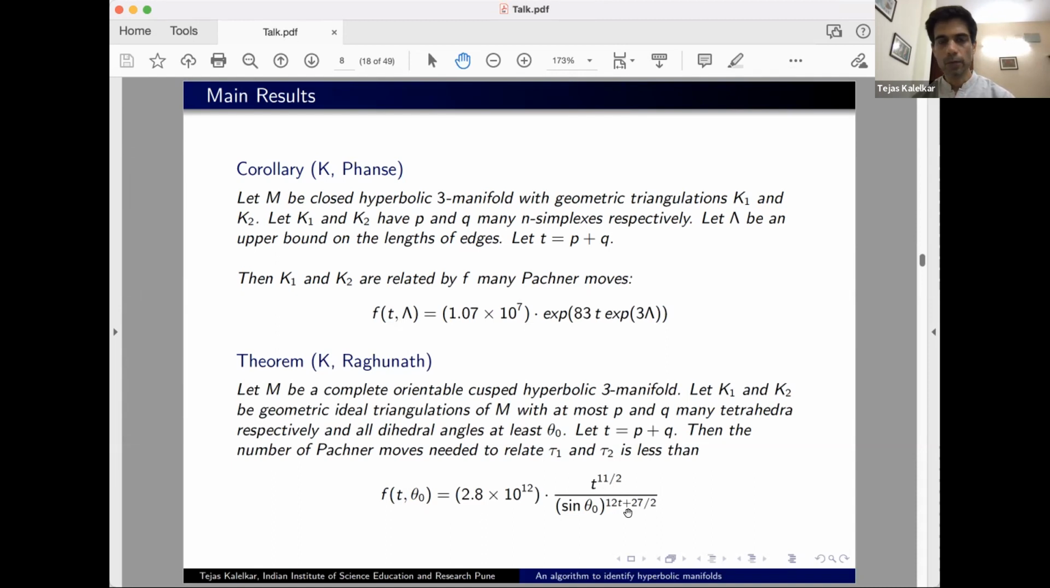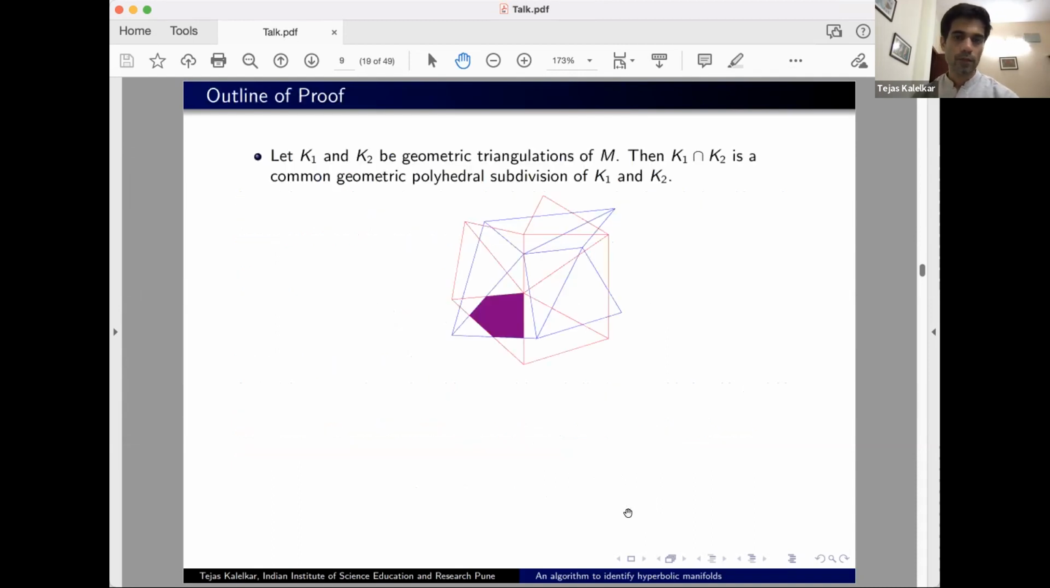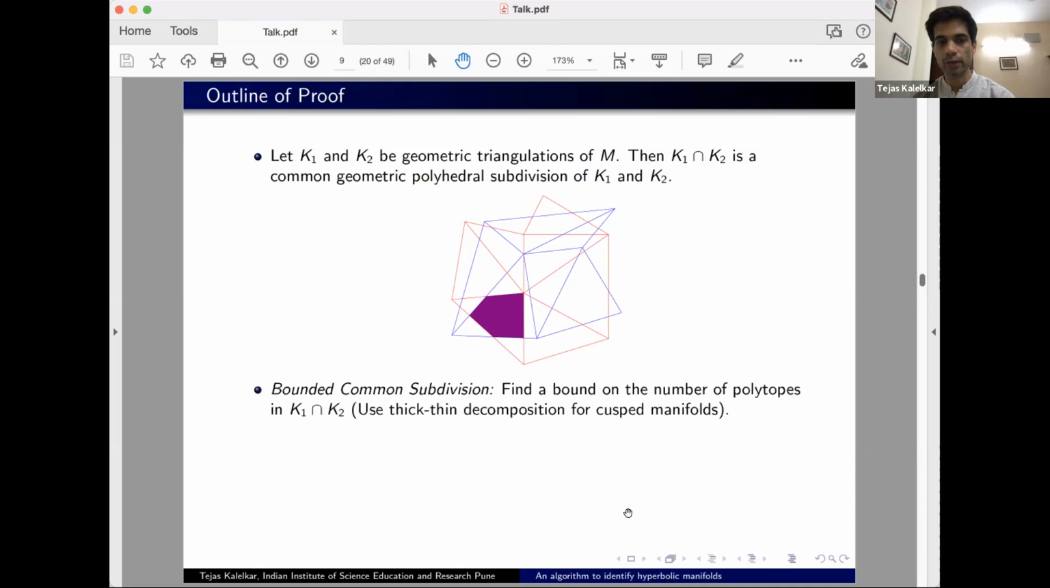So maybe just a couple of ideas which go into the proof. We start out with two triangulations K1 and K2, and we want to go from K1 to K2 by a bounded number of Pachner moves. The first step is to overlap K1 and K2 and look at the intersection. This gives us a common geometric polyhedral subdivision of K1 and K2.